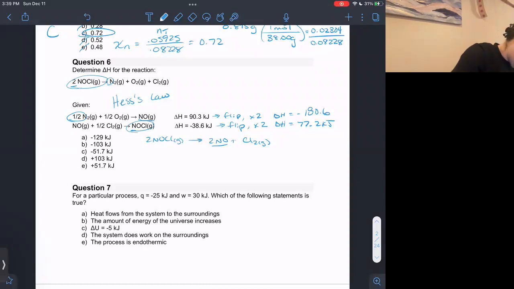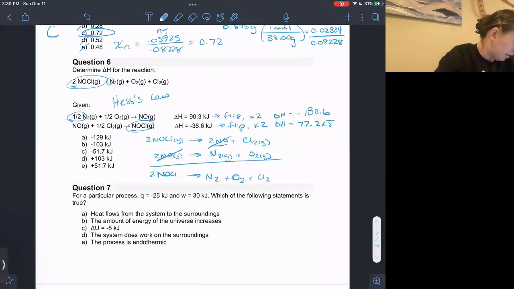Okay, and then I end up with 2NO gas going to N2 gas and O2 gas. So if I add those two up, my NOs are going to cancel out, and then I'm left with 2NOCl, N2, O2, and Cl2. And that matches the equation I'm looking for. So I know I can just add these two values here. So I have negative 180.6 plus 77.2, and I get negative 103.4 kilojoules, and that looks like B.